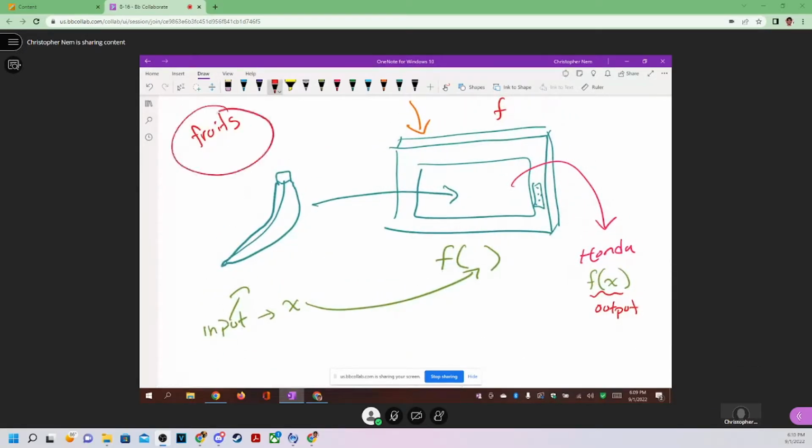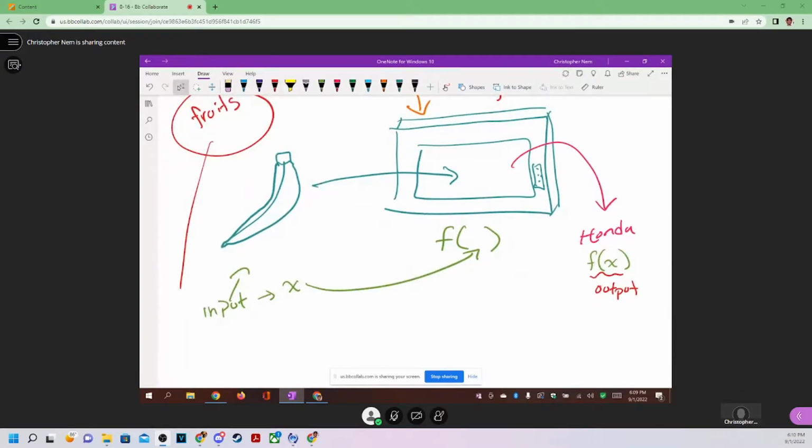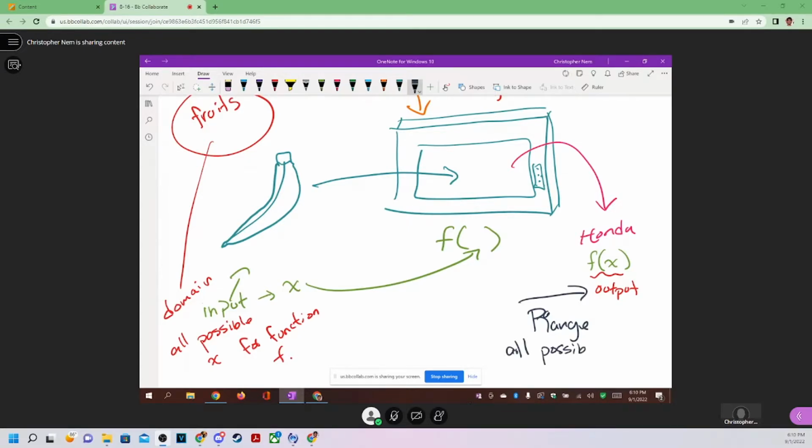So in this case, all the possible fruits right here, the things that I can throw inside the microwave, and I'm telling you, I can only throw inside fruits, these are called your domain. All possible x. We've talked about this already for function f. All possible x values where your function works, that satisfies your function. What's your output, though? Your output, we have something called the range. The range, all possible outputs you can get once you throw something inside the microwave.